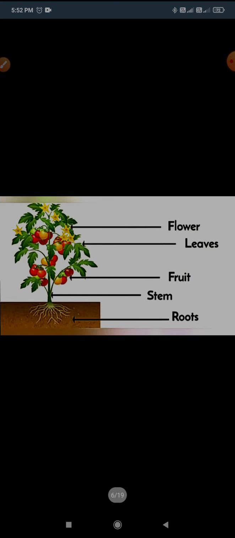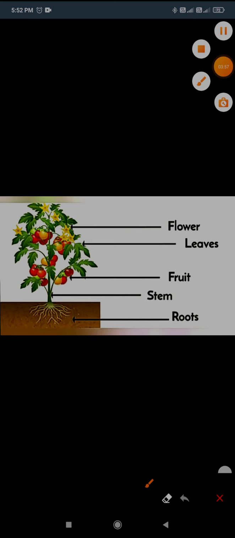Now come to the parts of the plant. In the previous video we learned about and I introduced all five parts of the plant. That is flower. Here you can see the small yellow color, how beautiful it is. So it is named flower. The pronunciation is flower.